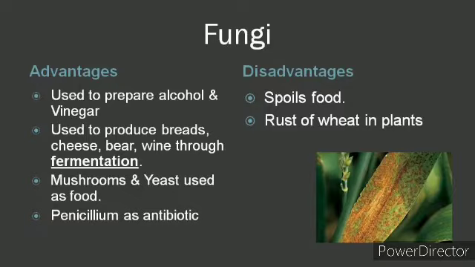Even it is very useful for bread, cheese, beer, wine industry, and in fermentation. We will learn fermentation some other time. Mushrooms and yeast are very important food items in our regular life. Even penicillium is a fungus which is used as an antibiotic. But again, if you have seen in the monsoon season, it can spoil food, and even it can create rust in plants.